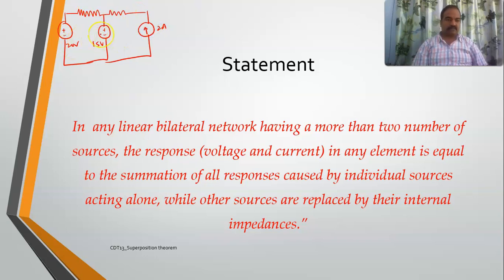Now let us suppose there are 3 sources in the network and there are 2 resistors in the network. This is R1 and this is R2. I want to determine the current which is flowing in R2. So what I will do is take I1, where only one source is acting, 2 amperes. The other 2 sources are removed, and during this time the current is I1.